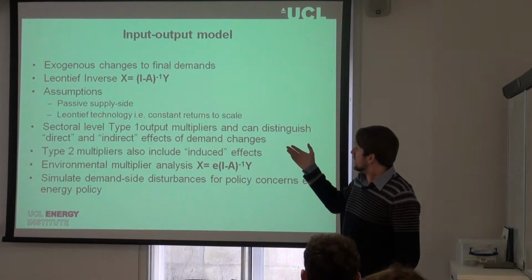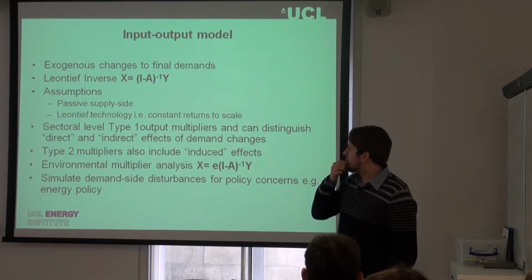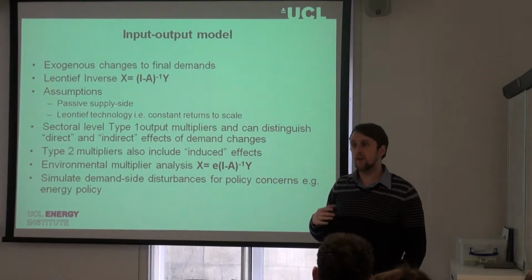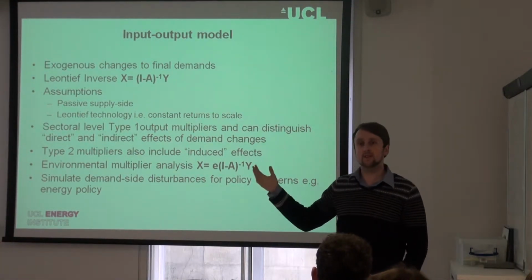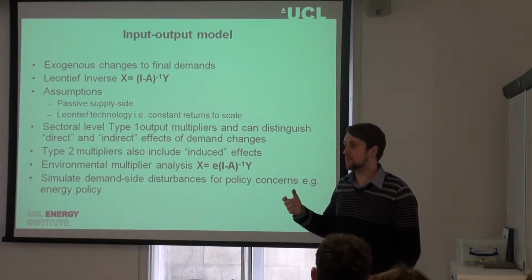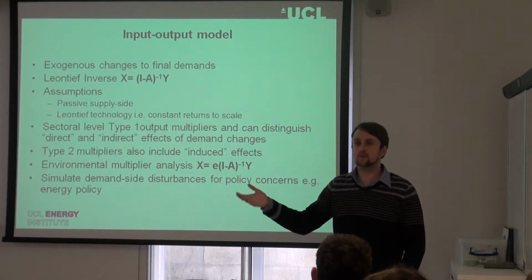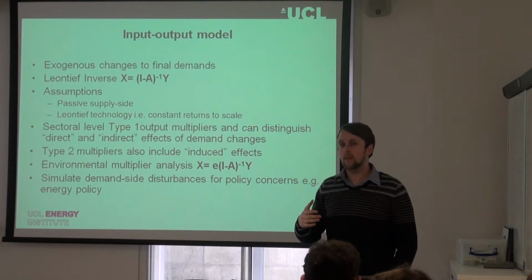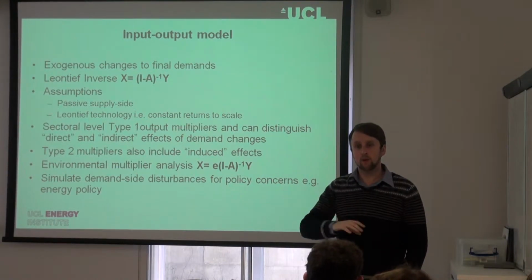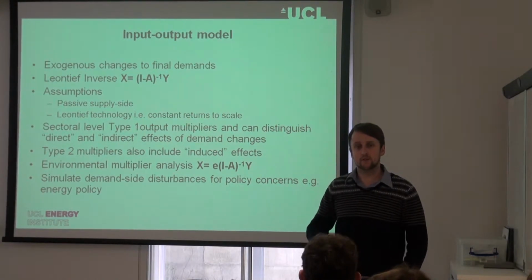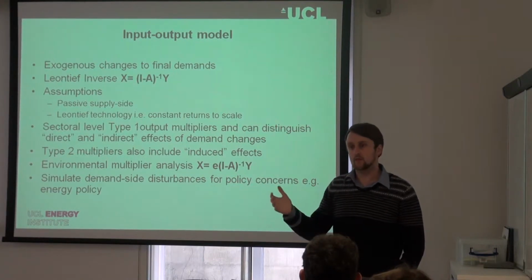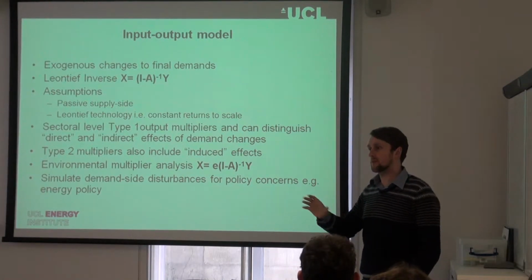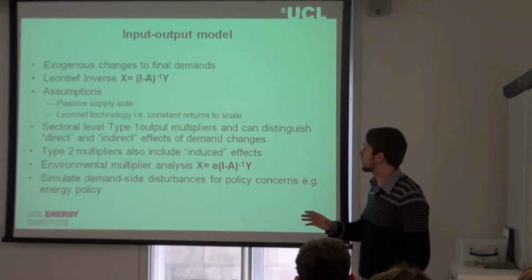So you have to make assumptions in the model. One assumption is that there's a passive supply side, or that supply is completely elastic. So for any increase in demand, if you assume that the demand for agriculture increases by 10%, there's an assumption in the model that the supply of all the goods and services that produce agriculture can increase. There's no limit to the amount of supply, which can either increase or decrease within the model.